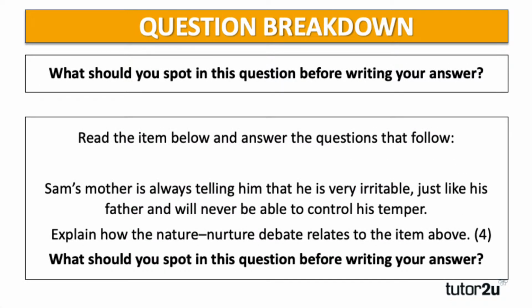Okay, let's look at another one or two of these. So if we have a look at this one then, always with these questions, it makes sense to read the question first and then look at the scenario. We always recommend that for application questions. So, explain how the nature-nurture debate relates to the item above. So if you read that and then read the item, then you can start to be thinking about it. So Sam's mother is always telling him he's very irritable, just like his father, and will never be able to control his temper. So what are the key things that you need to spot in that question that you need to do?